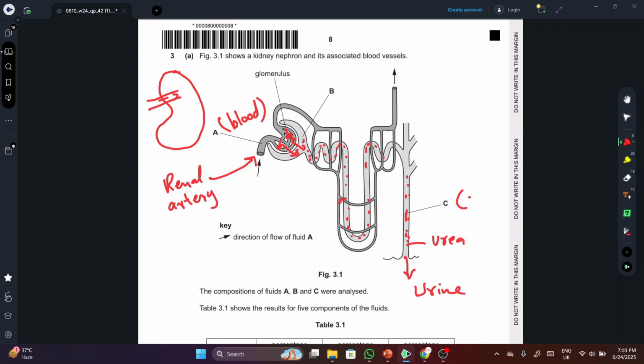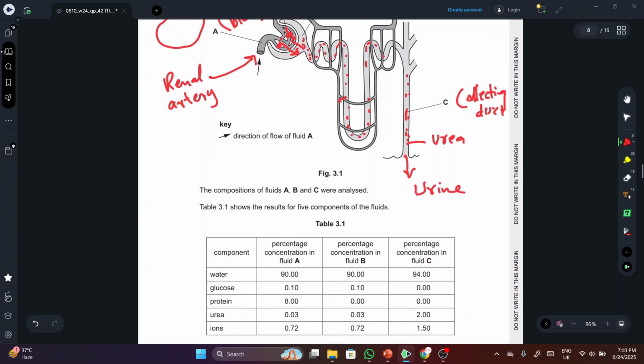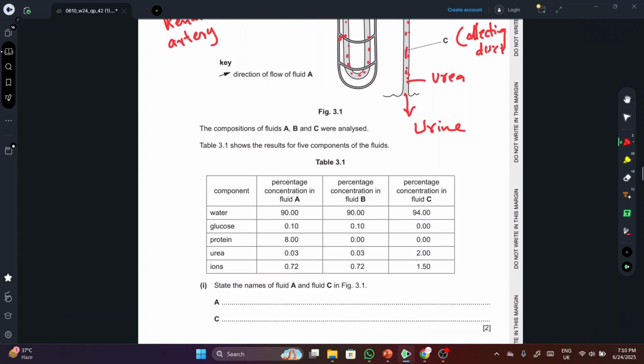So the C part is collecting duct, and the B part is renal capsule, or you can say Bowman capsule. Two names are there, Bowman capsule or renal capsule is the name of this part. So composition is shown: the water same, more. Glucose same, zero glucose, because all the glucose is reabsorbed.